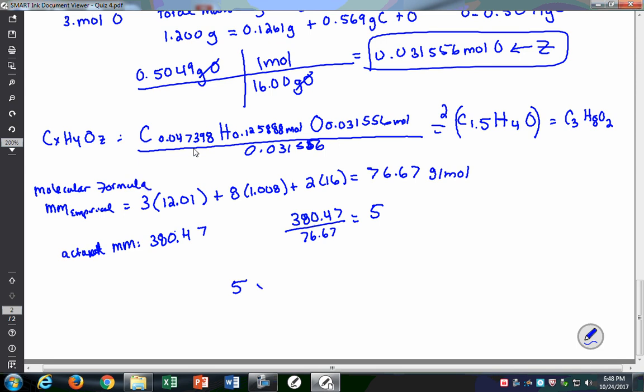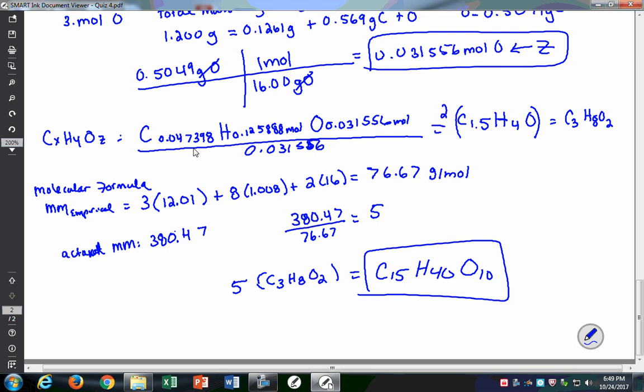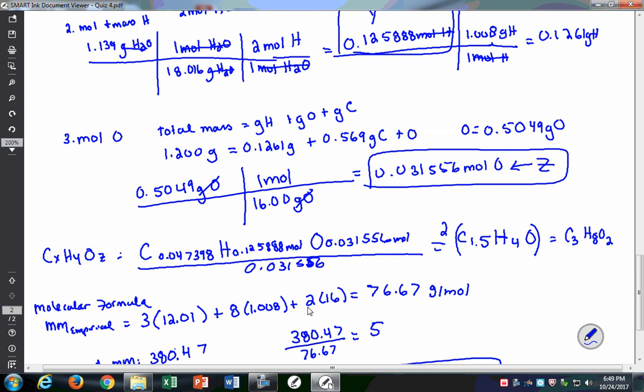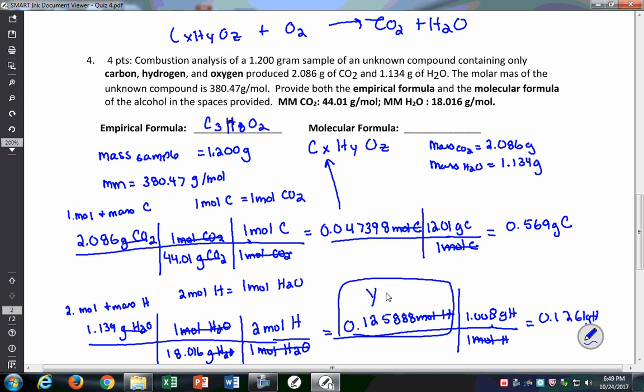So 5 times our empirical formula: C15, H40, and our O10. You can check that because if you get the molar mass of C15H40O10, it should be 380.47. Yes, carbon can have 40 hydrogens because we have 15 carbons. It's a big molecule.